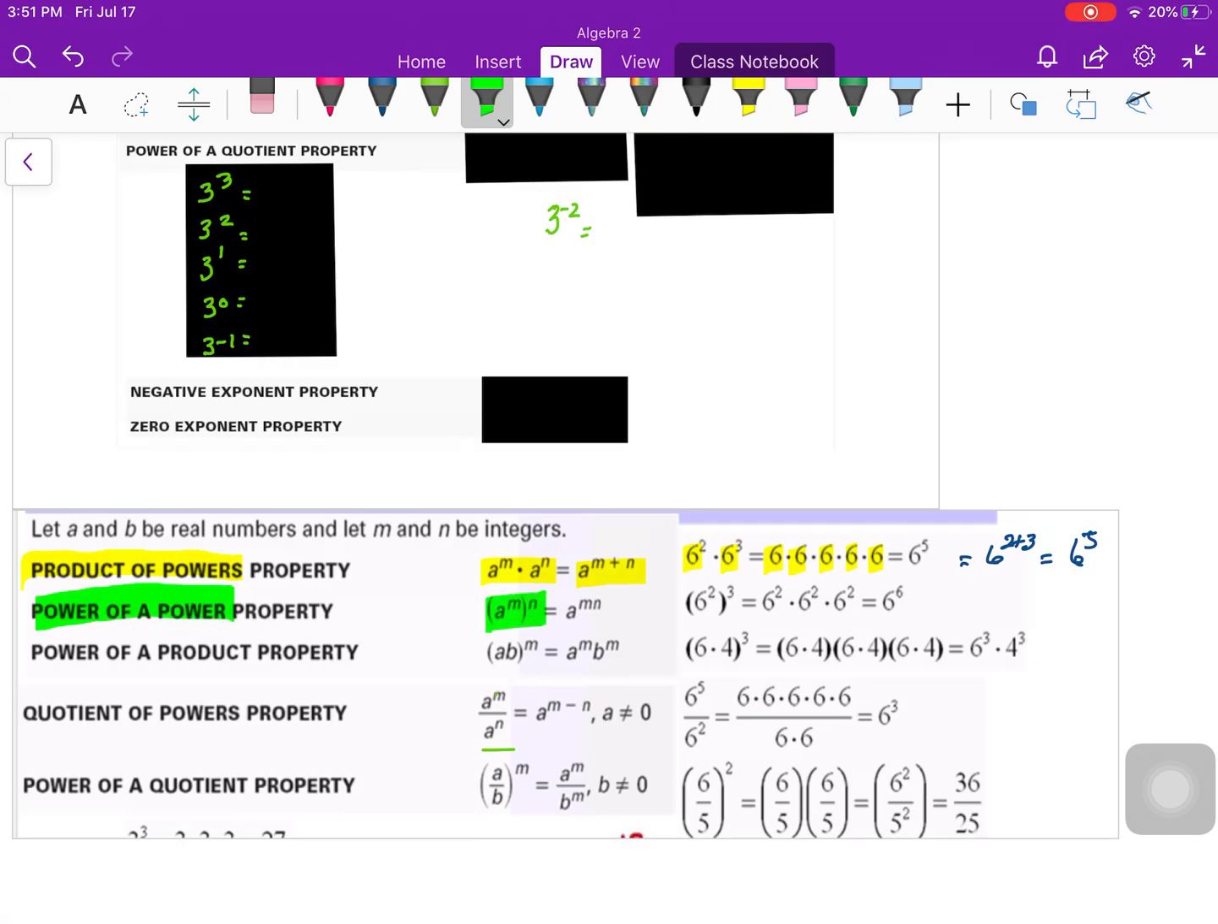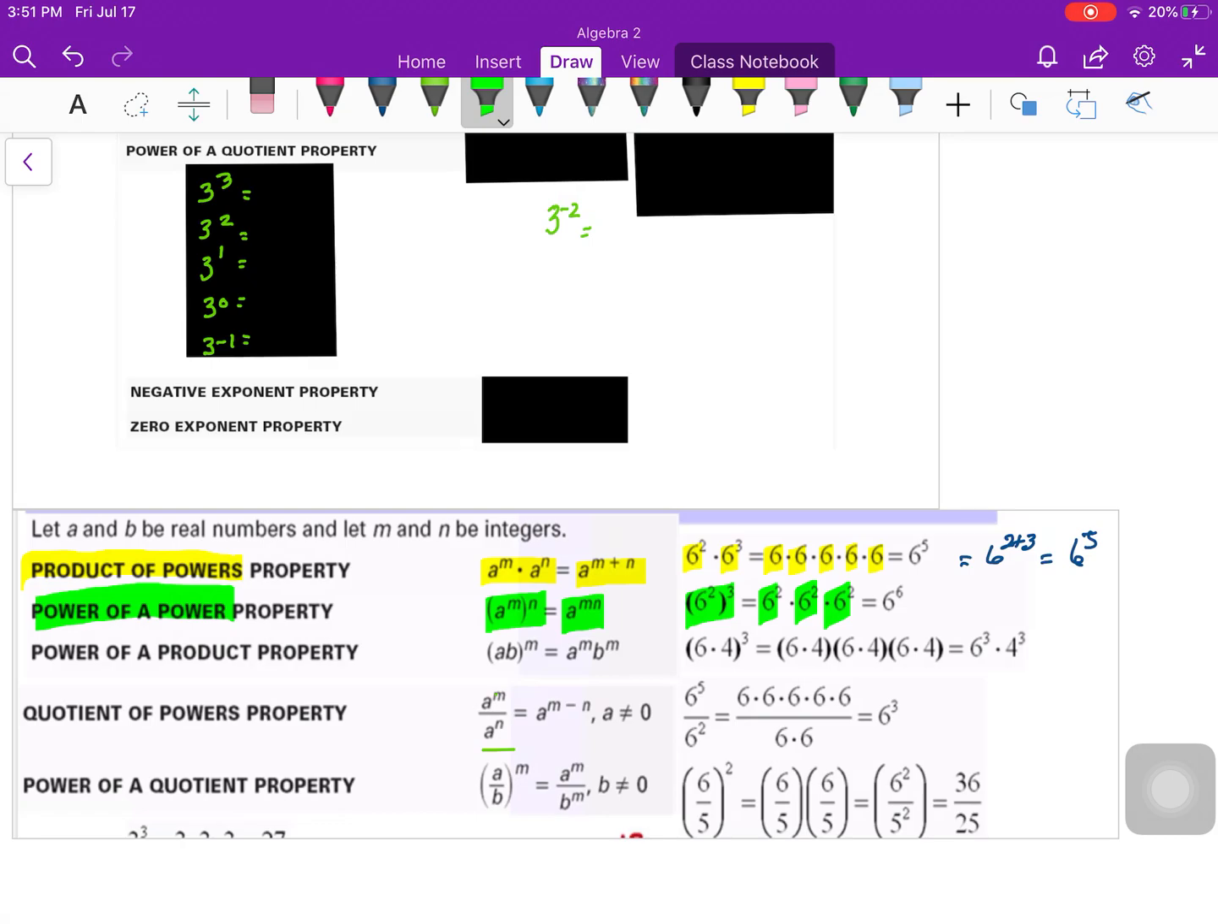The next property is called power of a power. That's a to the m raised to the n. Power to power, you multiply. You use the most power possible.